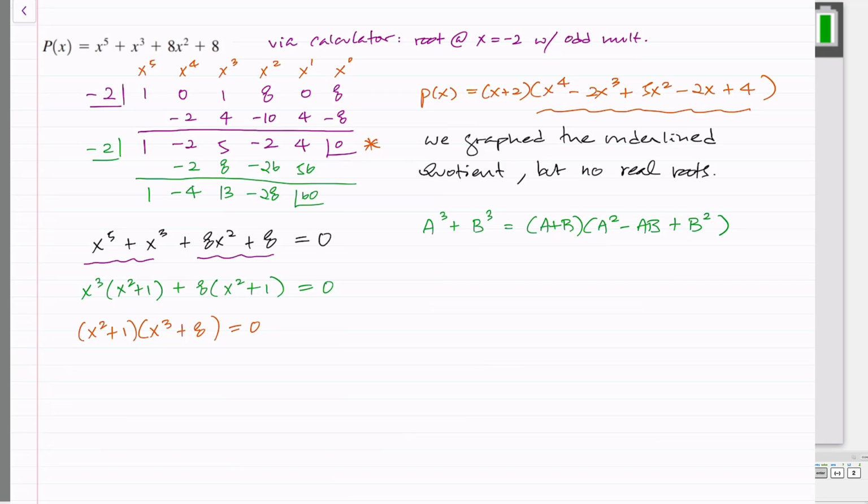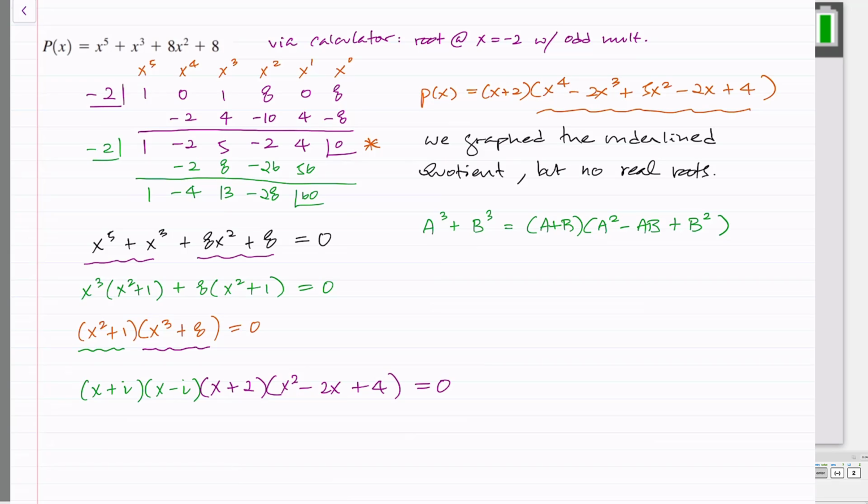So let's color code the factoring to make it clear what's going on here. As far as the x squared plus 1 is concerned, we know that that's going to factor as x plus i times x minus i, right? And as far as the x cubed plus 8 is concerned, that's going to factor as x plus 2, and then the a squared minus ab plus b squared is going to be x squared minus 2x plus 4.